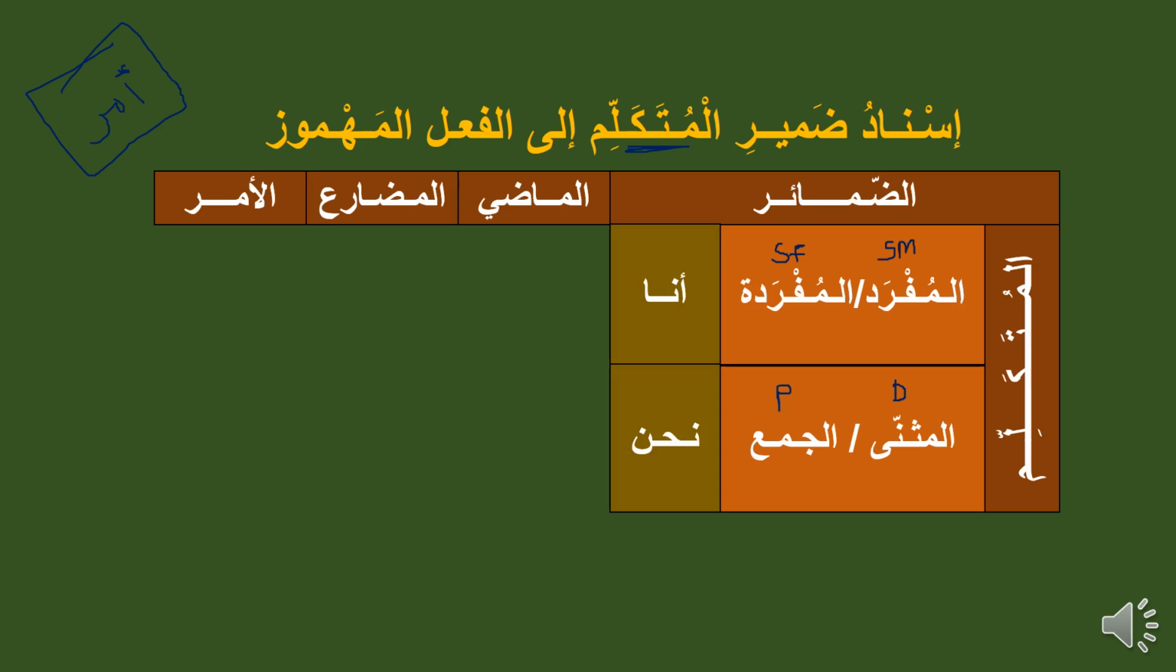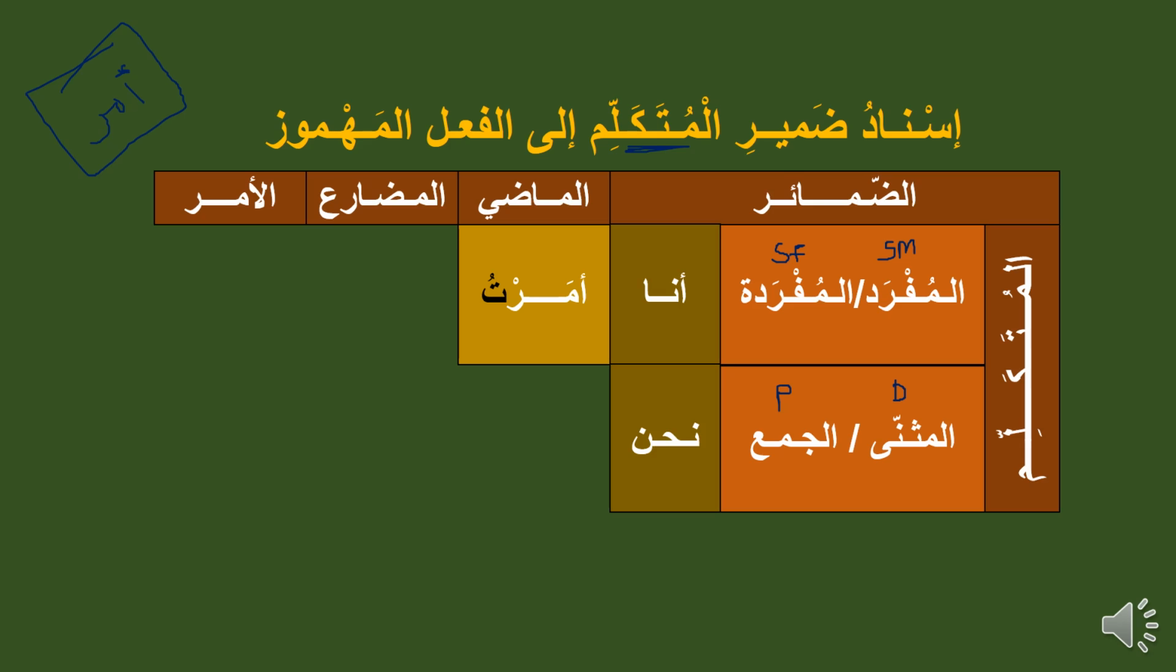So let's look at the first one, which is the madi. Joining ana to the fi'l ma'muz, which is amara, is going to be what in madi? It's going to be amartu. That's why I said there's really no difference there in the mahmuz and in the salim. In the salim we say katabtu, and in mahmuz we say amartu. No difference. I ordered. Amartuhu, I ordered him. Amartuka, I ordered you. Amartuha, I ordered her.